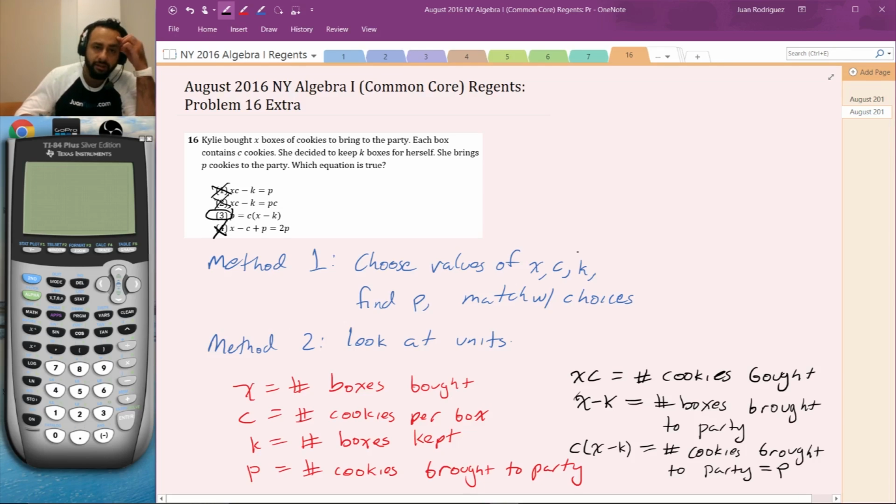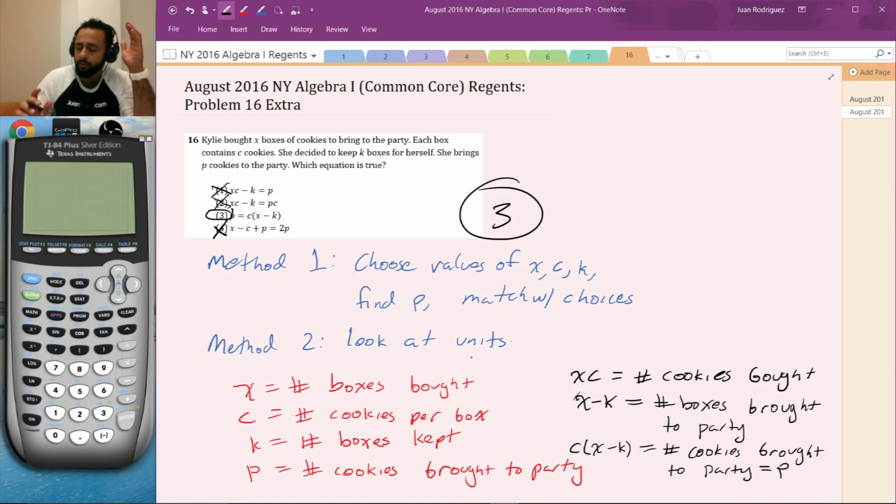Okay, so in fact, choice 3 is the right answer. Okay, I hope you got it. Keep working at it. This was a really tough problem, but I know you can do it if you keep working at it. Keep trying.